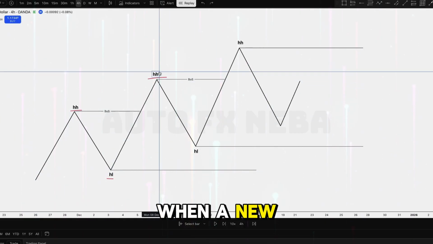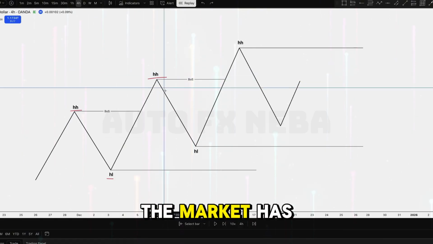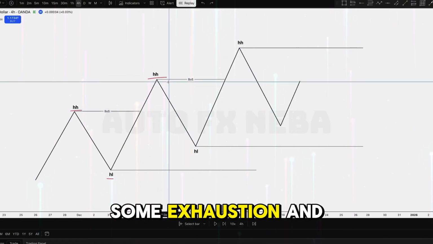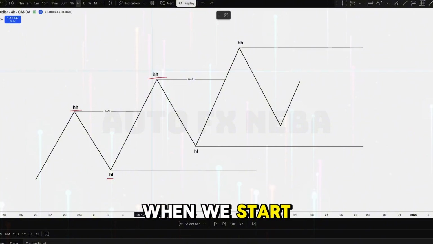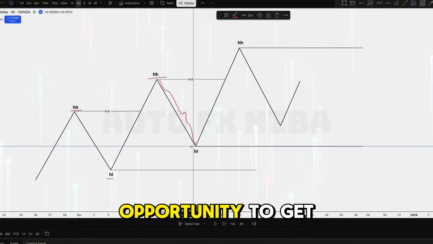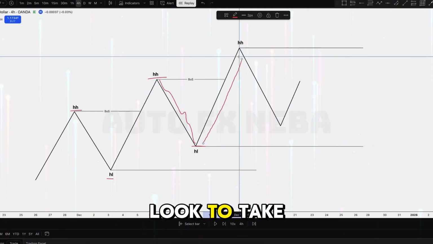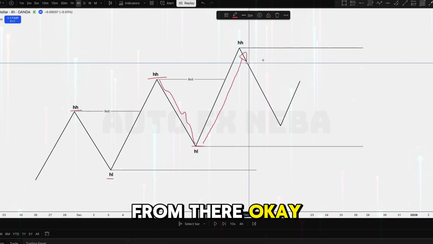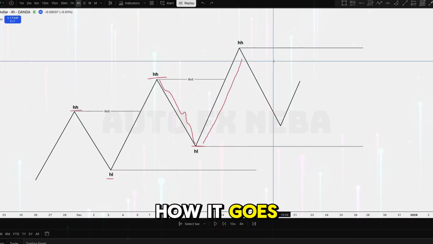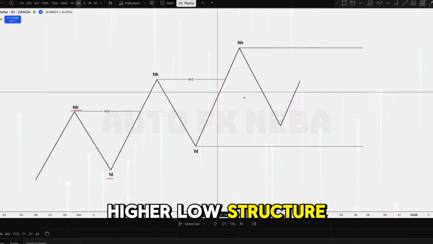We don't buy when a new higher high is printed. We buy once the market has had some relief, some exhaustion, and the market slows down. When we start to see that pullback move, this is our opportunity to get in at a good price, and we can look to take the market higher from there. Okay, so that's basically how it goes in terms of higher high, higher low structure inside these markets.